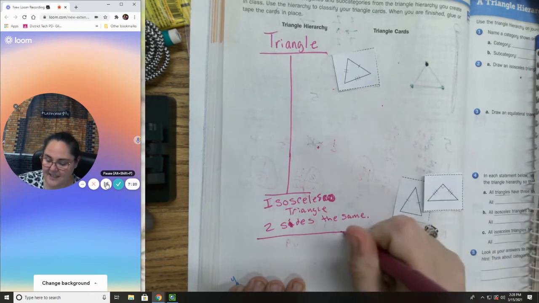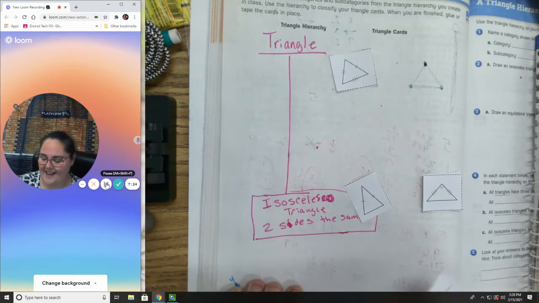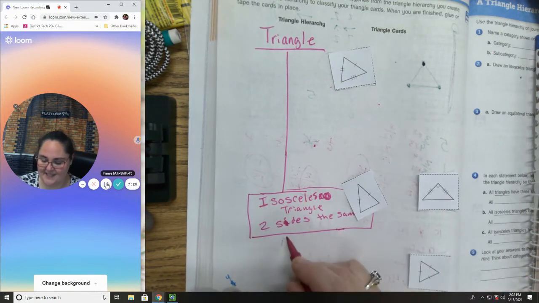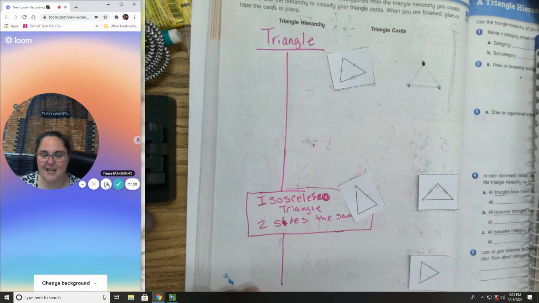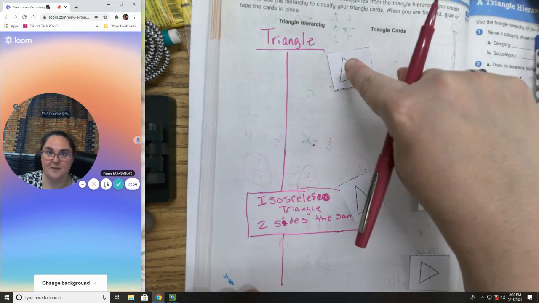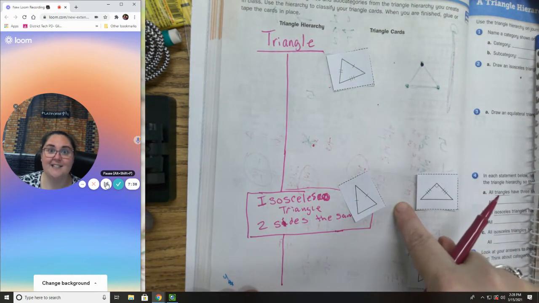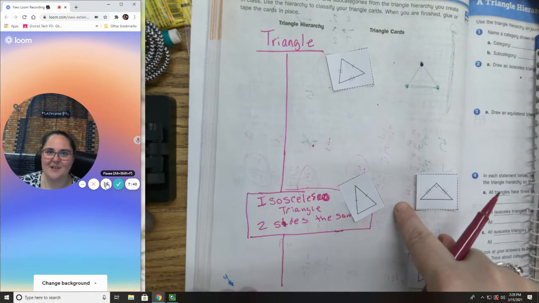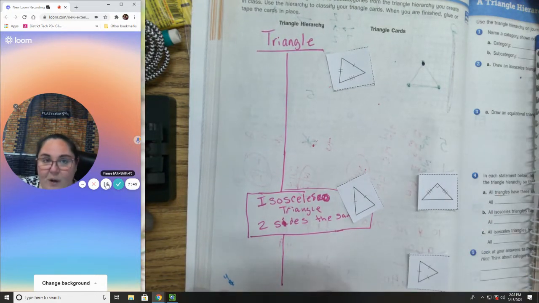And now let's go to the next step. What happens if I have three sides the same? So we have no sides the same, triangle. Two sides the same, isosceles. Weird long word, right? Three sides the same is an equilateral.